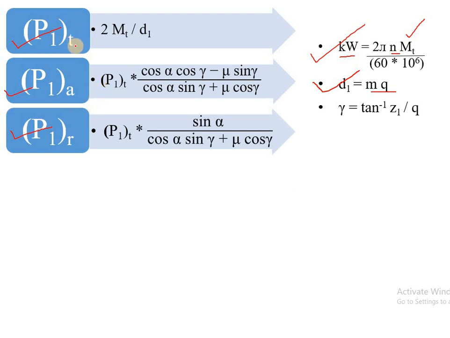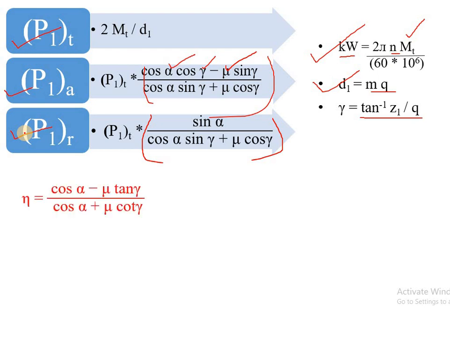Once you have got P1T, we have the relation between axial force and tangential force: axial force is equal to P1T into this whole term. In this, pressure angle is given as 20, lead angle you can calculate by tan inverse of Z1 by q, and coefficient of friction is given as 0.04. So using these three values, you can calculate the axial force. Then there is a relation between radial force and tangential force: radial force is equal to tangential force into this term. Simply substituting all the values, you can find these three components and equate them with the worm wheel components.